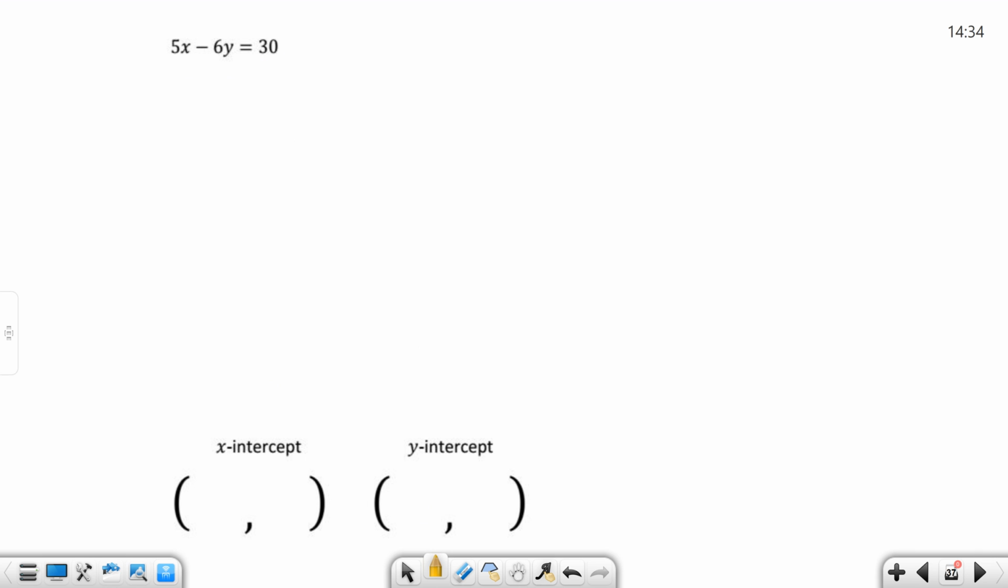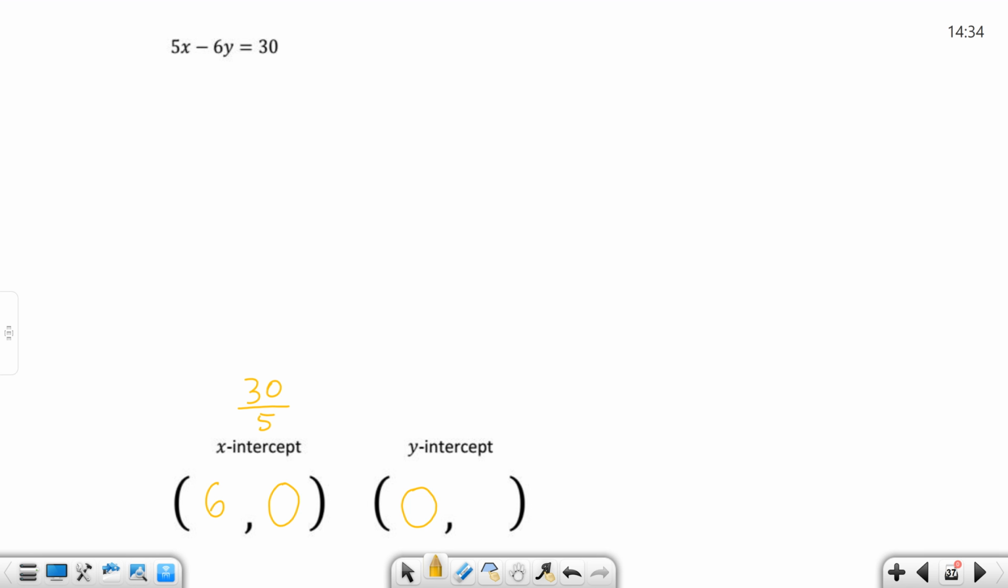So 5x minus 6y equals 30. So again, x-intercept, the y is 0; y-intercept, the x is 0. So if I want to find the x-intercept, I say y is 0. So I'm going to cover this up. 5x equals 30. So you're going to say 30 divided by 5, which is 6. So the x-intercept there is (6, 0).